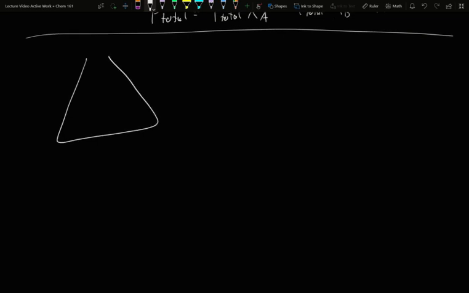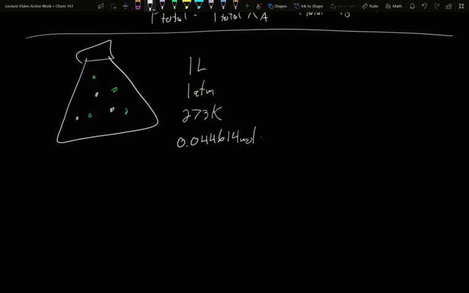Example: I have a flask, seal it up, and there are some gases, but we're not sure of the mixture. We know that this is 1 liter, and it starts at 1 atmosphere. We'll say it's at freezing, 273 Kelvin. Makes our calculations easy. If we calculate out the moles for that gas, what we'll find is that the moles in our container must be 0.044614 mole of gases, of all the gases.